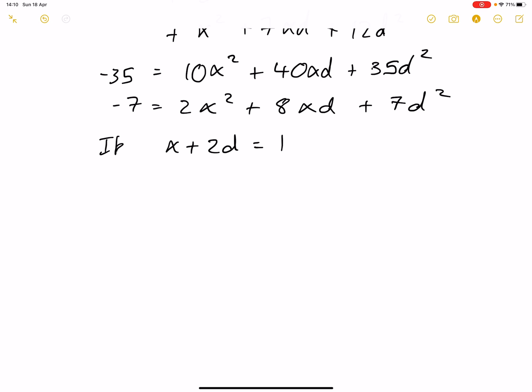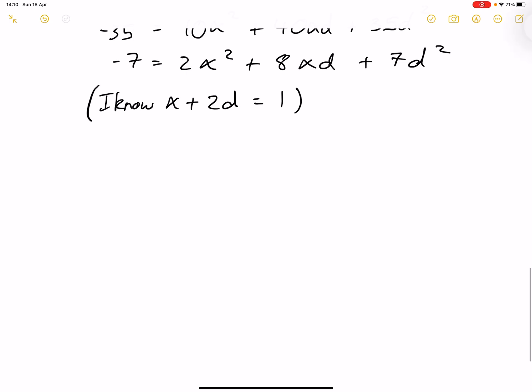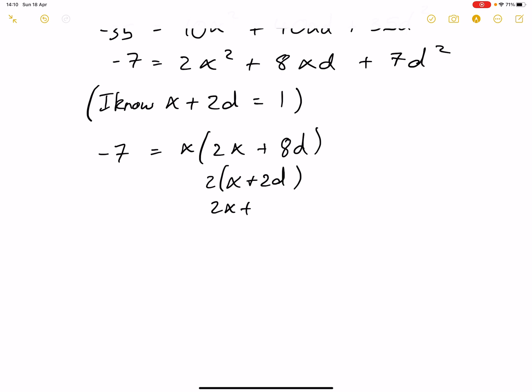So I'll say I know, and I'm going to rearrange this so I can get this as many times as possible. So minus 7 is equal to alpha times 2 alpha plus 8d. Now I can take out 2 times alpha plus 2d here, which will just be 2 alpha plus 4d, which will leave me with 4d's left. So I can replace this all with 2 plus 4d plus 7d squared out here.